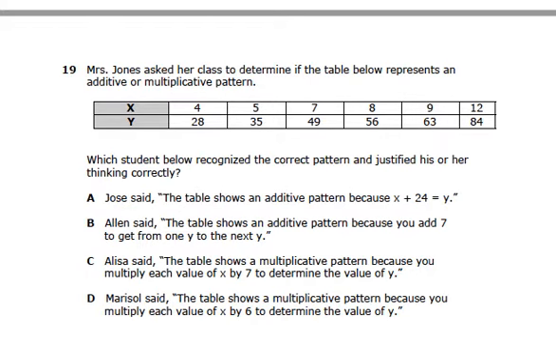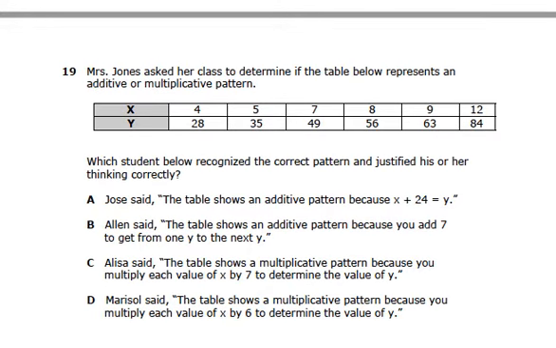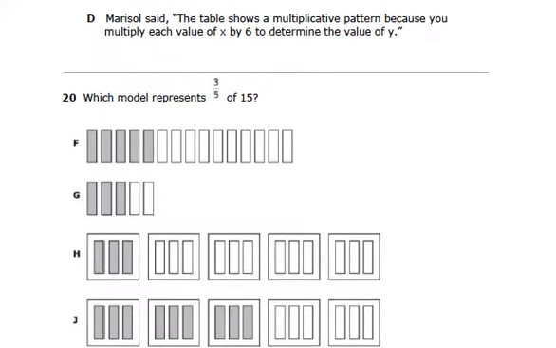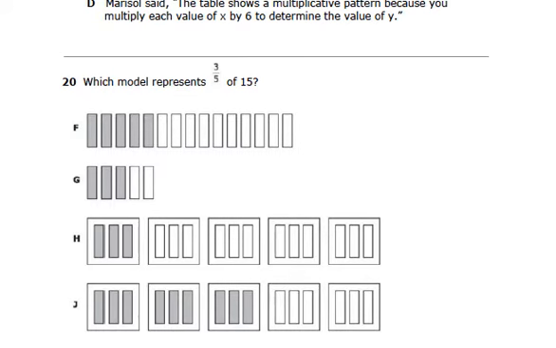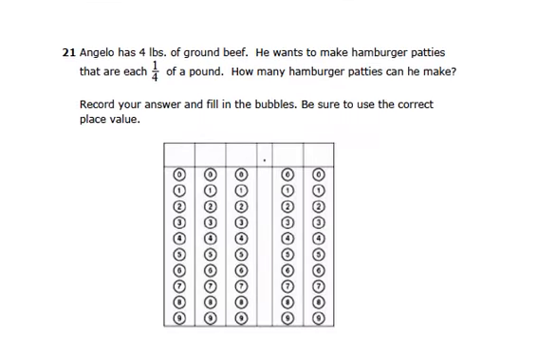C. Alyssa said the table shows a multiplicative pattern because you multiply each value of x by 7 to determine the value of y. D. Marisol said the table shows a multiplicative pattern because you multiply each value of x by 6 to determine the value of y. Number 20. Which model represents 3/5 of 15?